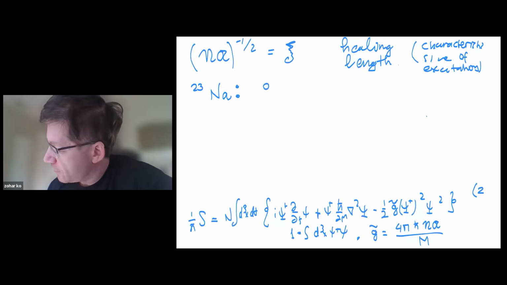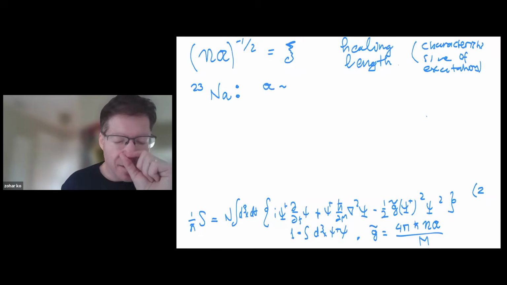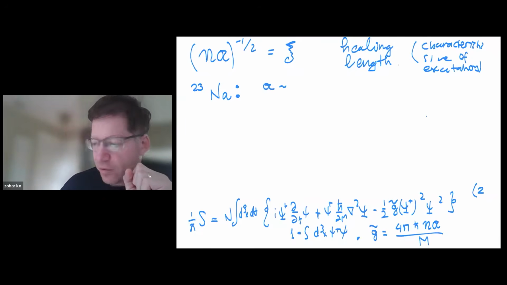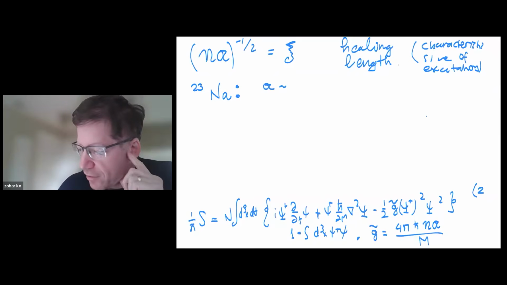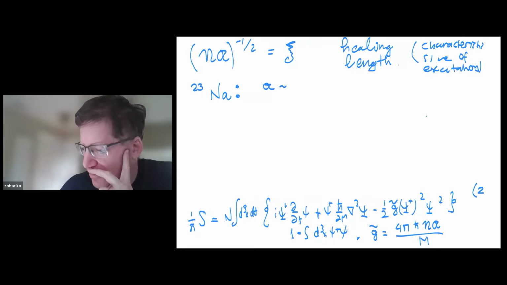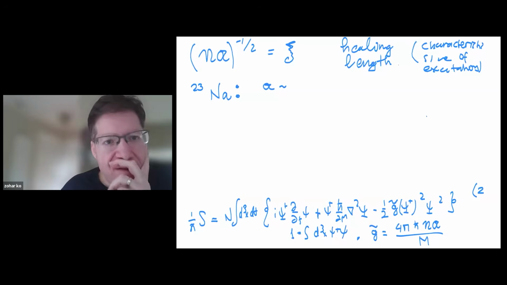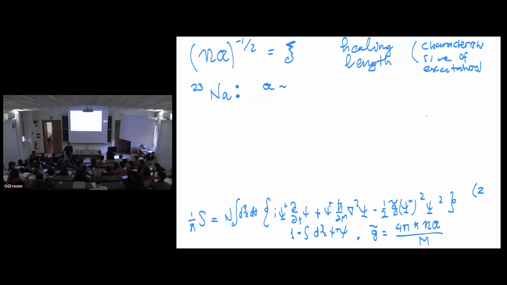So the interaction range for sodium atoms. Can somebody guess the order of magnitude? Let's see if somebody guesses. What do you expect is the interaction range between two sodium atoms? In meters, let's say. Anybody have any guess? 10 to the minus 7 meters, around that? 10 to the minus 7?